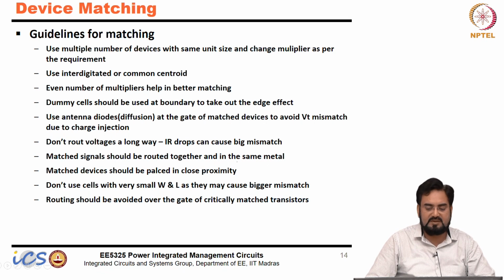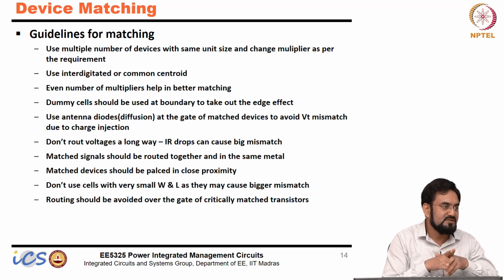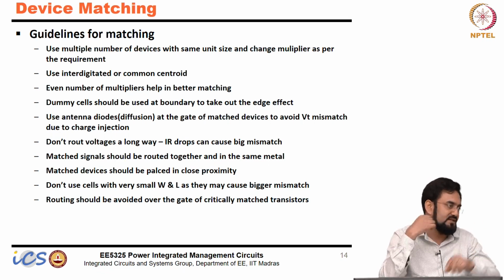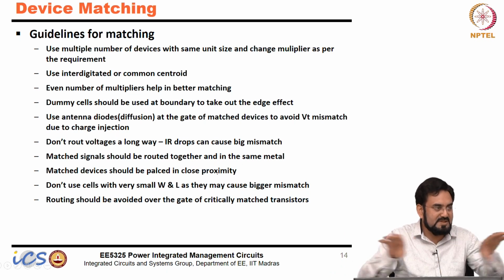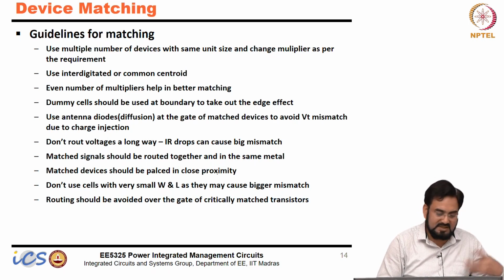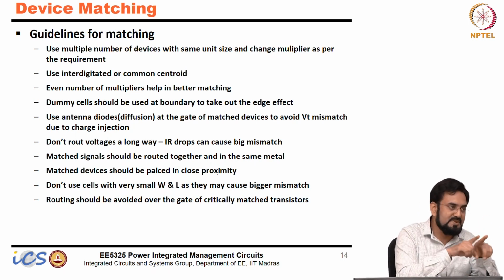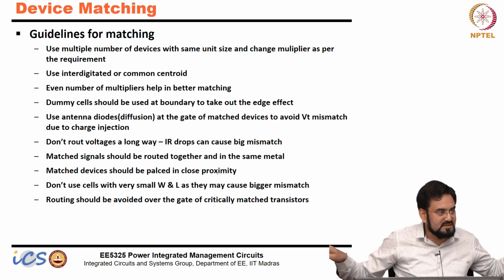Matched signals should be routed together in the same metal layer. If you have a fully differential signal, always try to place them in the same layer and side by side. Matched devices should be placed in close proximity. Don't create too much space between the two matched devices. Make sure they are as close as possible. There are rules on the spacing between one layer and another, so follow the minimum rule, and don't just keep them away.